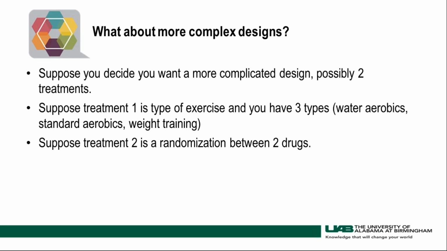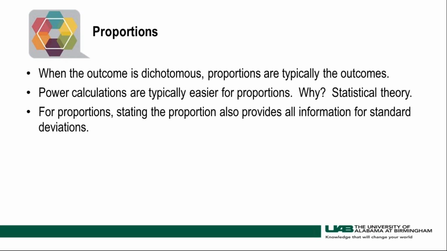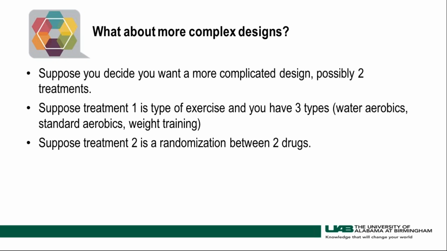What if, suppose one treatment is type, and you have 3 types: water aerobics, standard aerobics, weight training. Suppose treatment 2 is a randomization between 2 drugs. That sounds horrible. Guess what? You already know everything you need to know. I lost a slide somewhere in here. Yeah, I did. That sounds horrible. You already know everything you need to know.